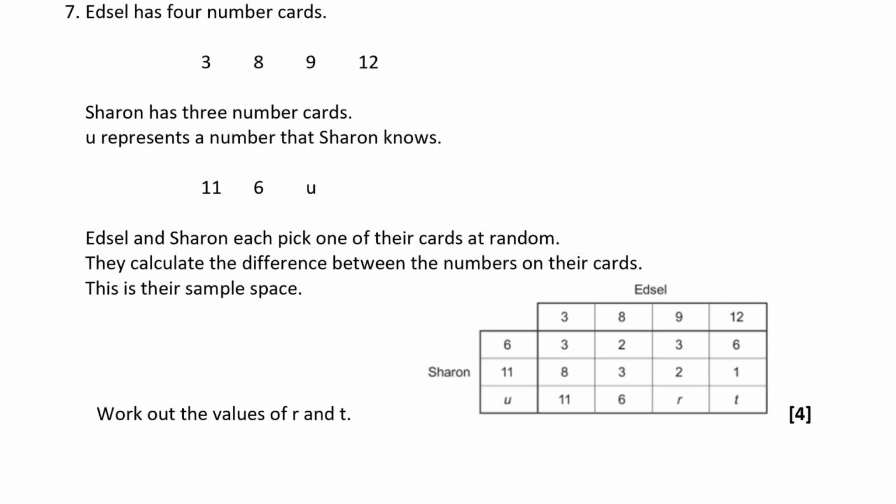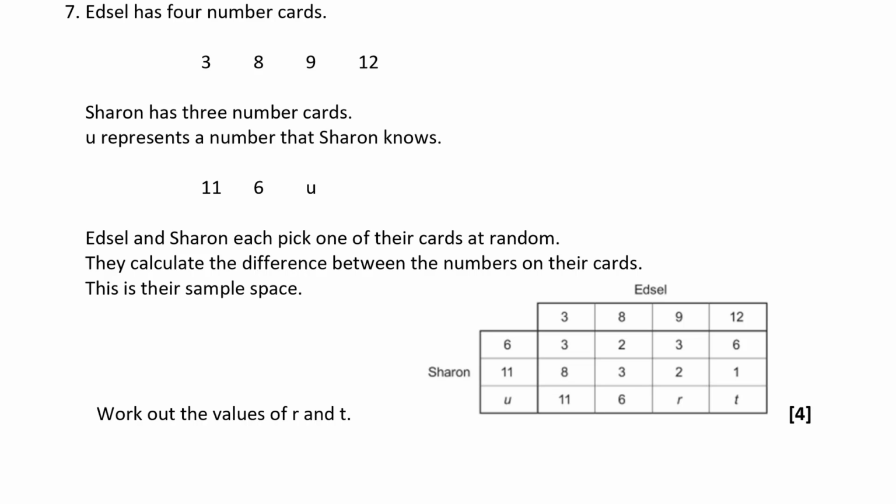Question 7. Edsel has 4 number cards: 3, 8, 9 and 12. Sharon has 3 number cards. U represents a number that Sharon knows: 11, 6 and U. Edsel and Sharon each pick one of their cards at random. They calculate the difference between the numbers on their cards. This is their sample space. Work out the values of R and T.